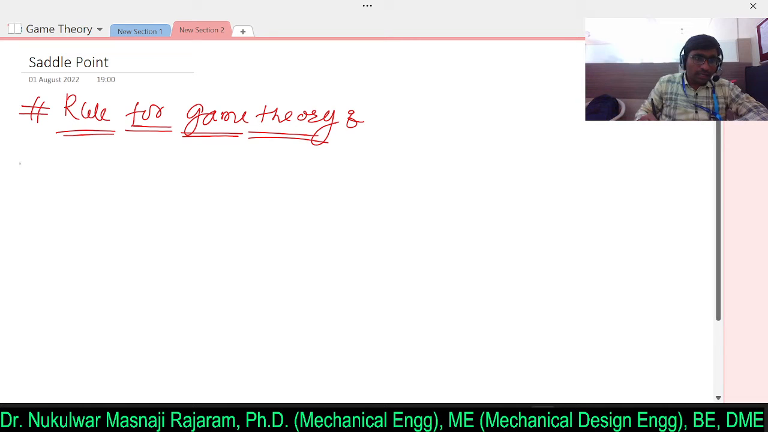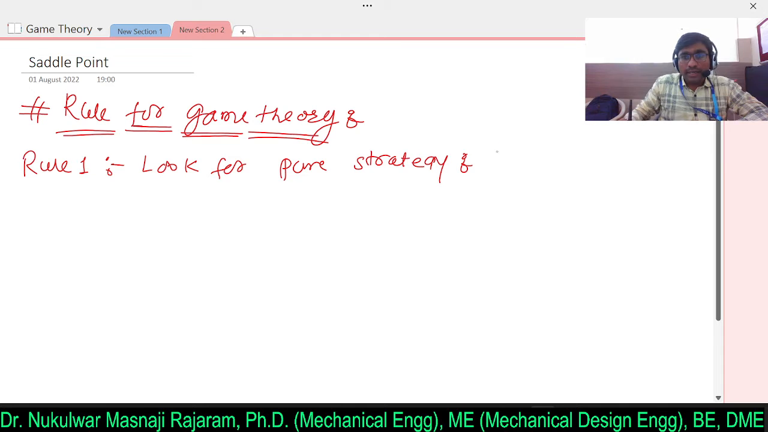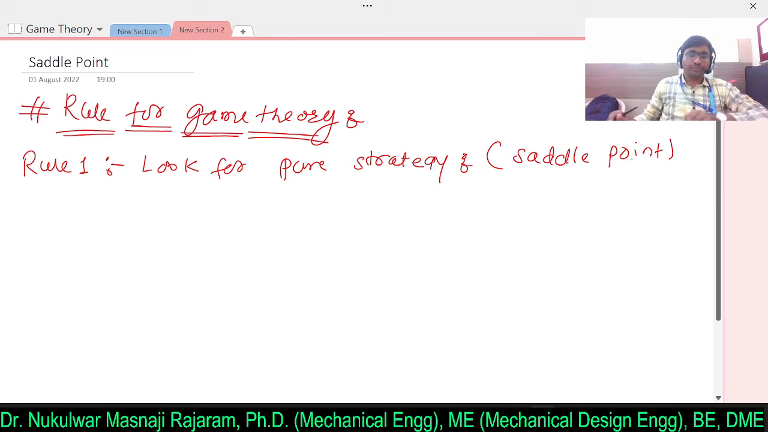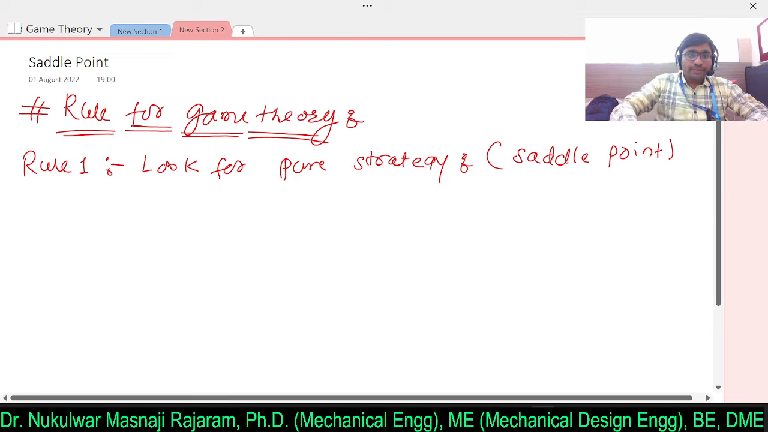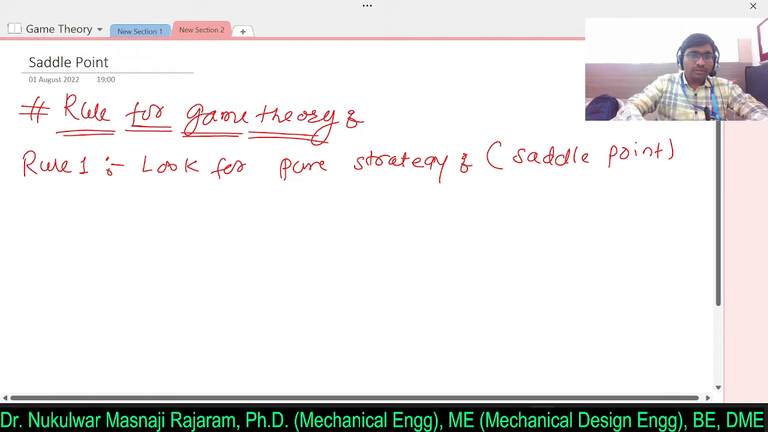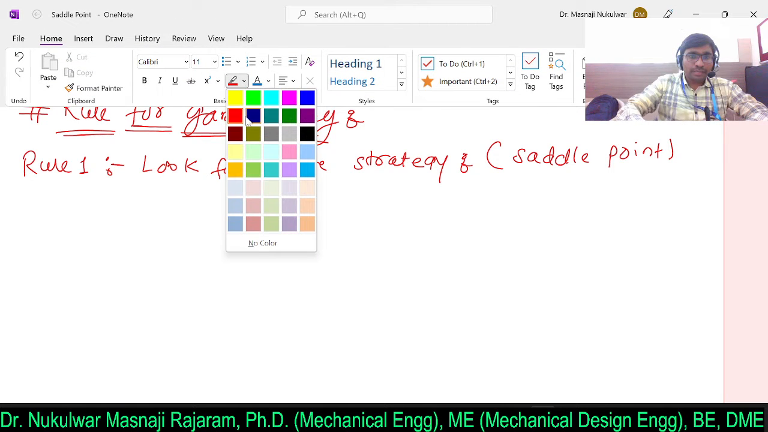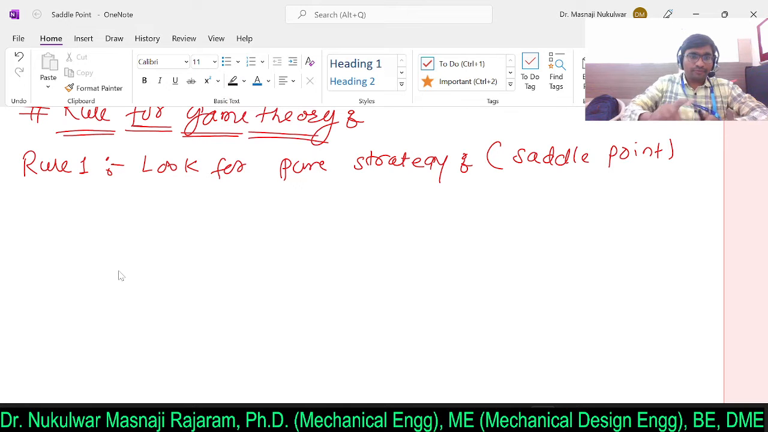So the first rule I will explain over here, that is rule number 1. Look for pure strategy, and it is also called a saddle point. Clear? Now we will see this rule by using an example. Clear? So let's start.